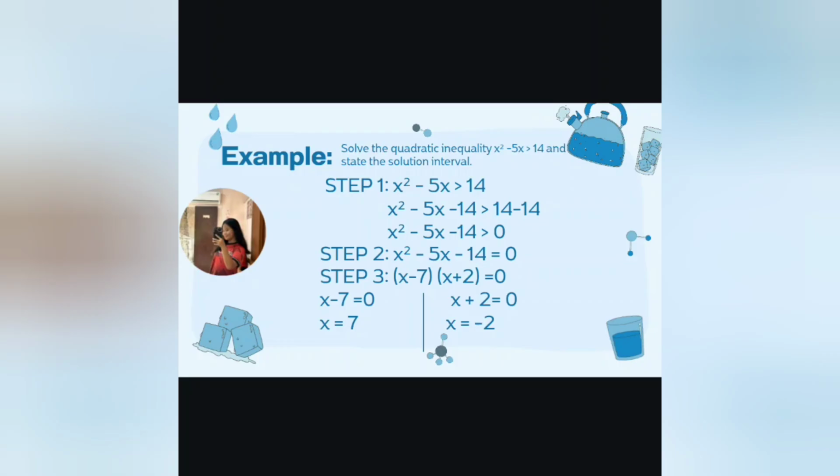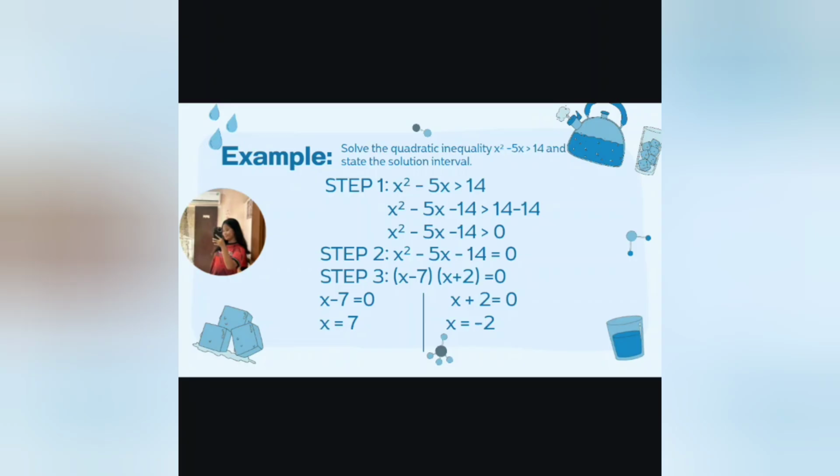After that, we solve our equation by factoring. So we need two numbers that multiply to negative 14 and add up to negative 5. Those numbers are negative 7 and positive 2, since negative 7 times positive 2 is equal to negative 14, and negative 7 plus 2 is equal to negative 5.